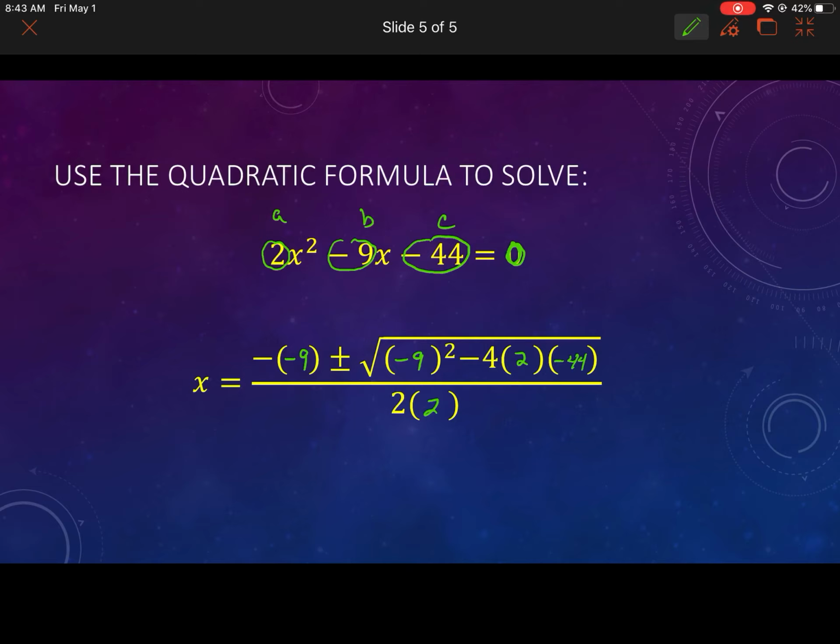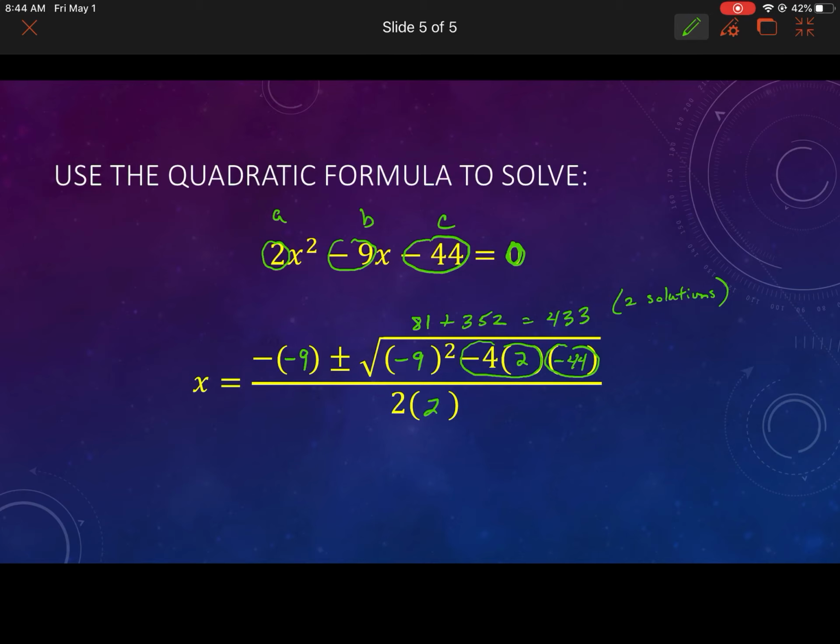All right, so 9 squared is going to be 81. -4 times 2 is -8. And then -8 times -44 is 352. So we're adding 352 to 81. So my discriminant ends up being 433. It's definitely a positive number, which means it has 2 solutions. Okay, but I'm not done. I have to actually continue the work so I can get my 2 solutions.